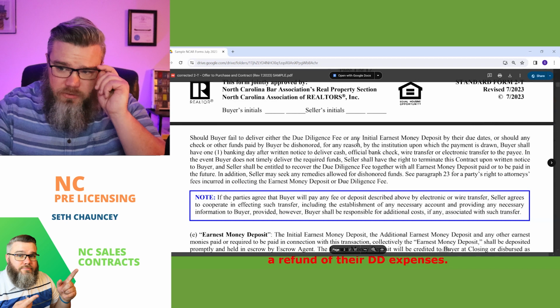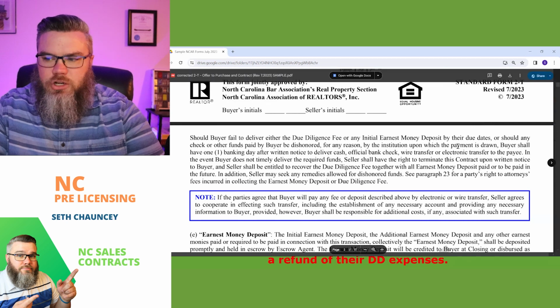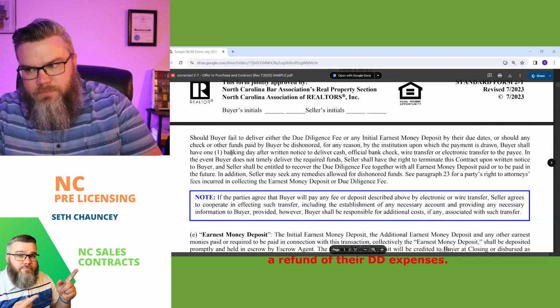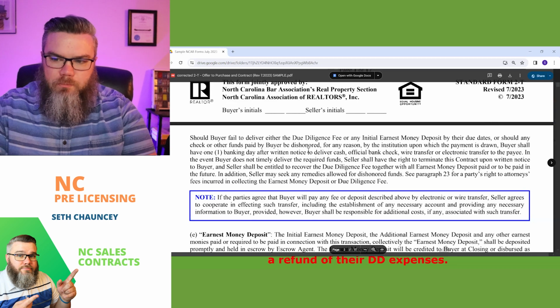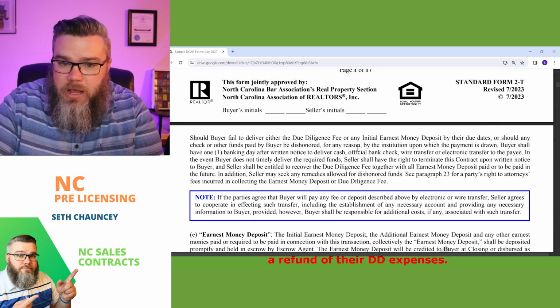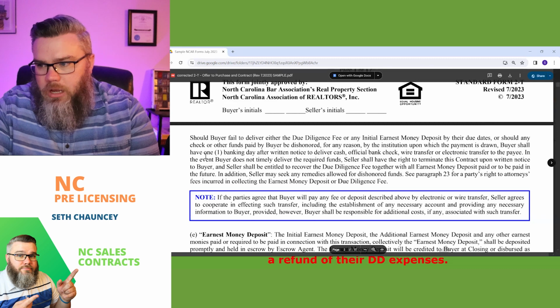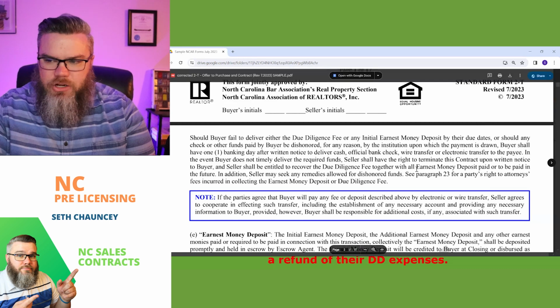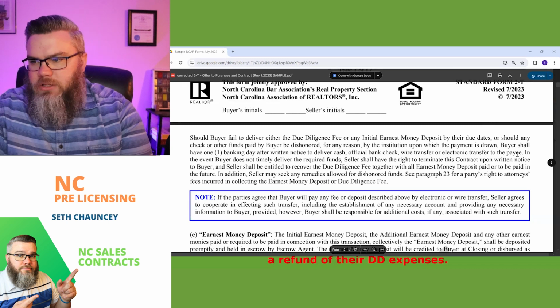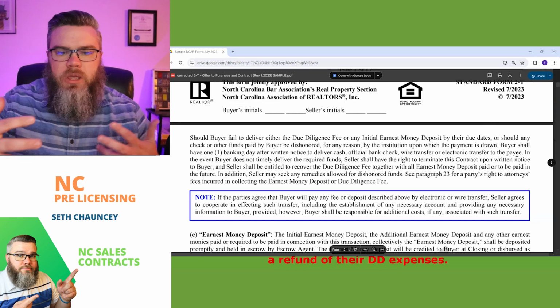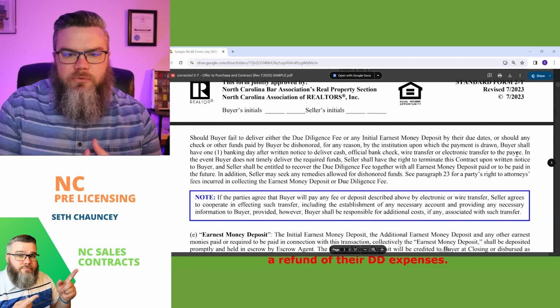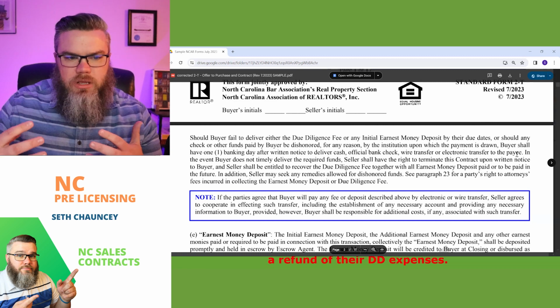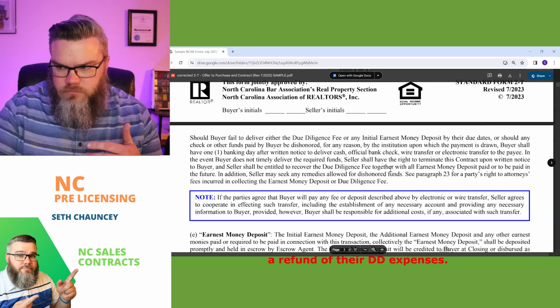Should buyer fail to deliver either the due diligence fee or any initial earnest money deposit by their due dates, or should any checks or other funds paid by buyer be dishonored, check bouncing or canceled, buyer shall have one banking day after written notice to deliver cash, official bank check, wire transfer, or electronic transfer to the payee. Well, that means immediately available funds. Personal check wouldn't be satisfactory. It's got to be something that's immediately available.